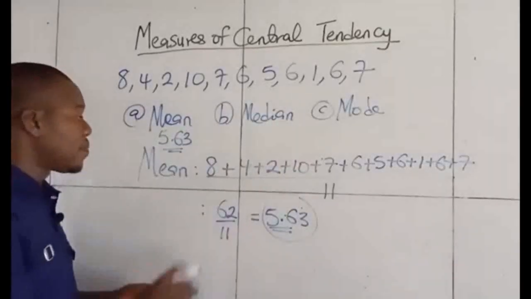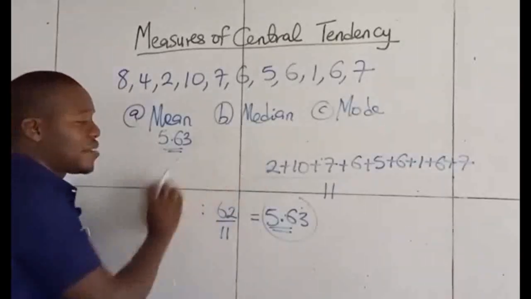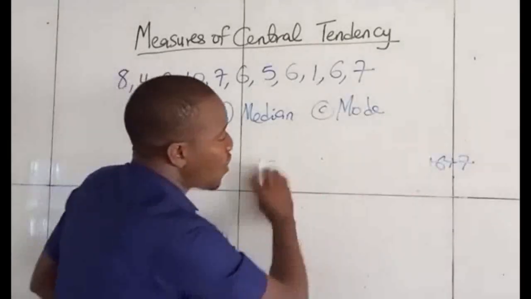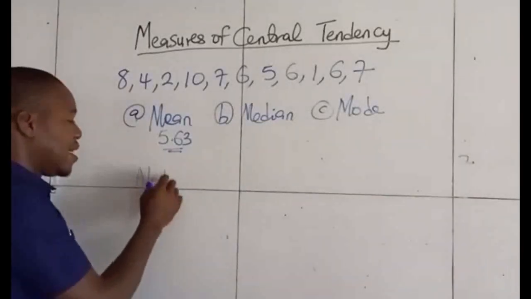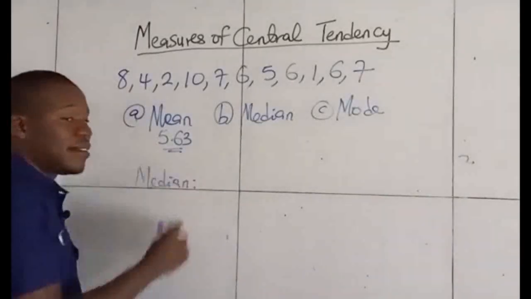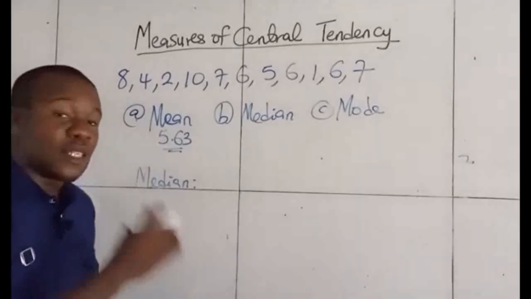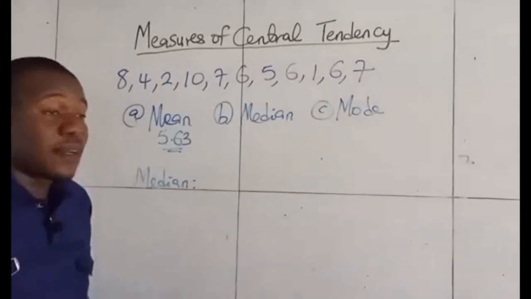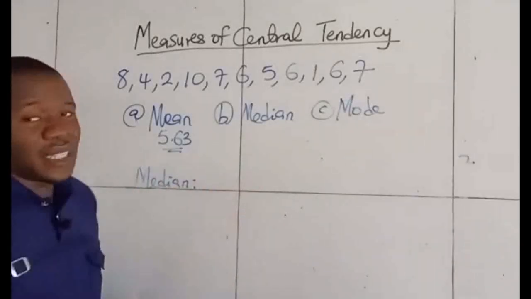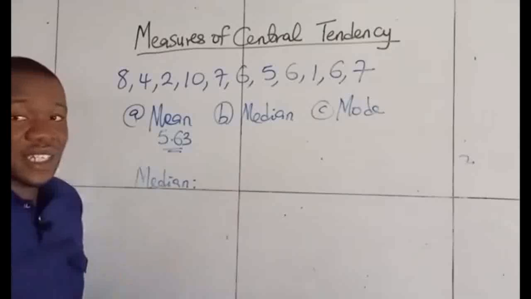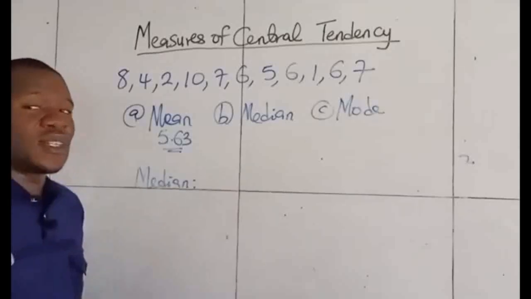That is the mean, a central score that can represent the entire score. The next measure of central tendency is the median. The median is just picking out the number or the score at the middle of the distribution. But very importantly, before you pick out the one at the middle, you must arrange the scores in order from the smallest score to the highest score, or from the highest score to the smallest score.